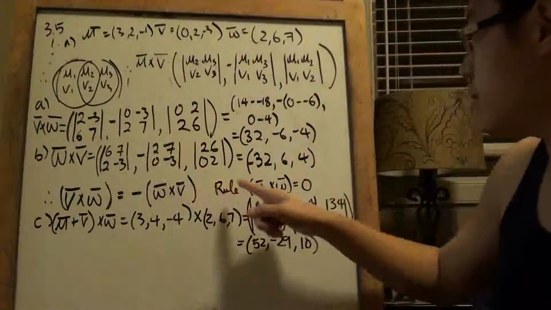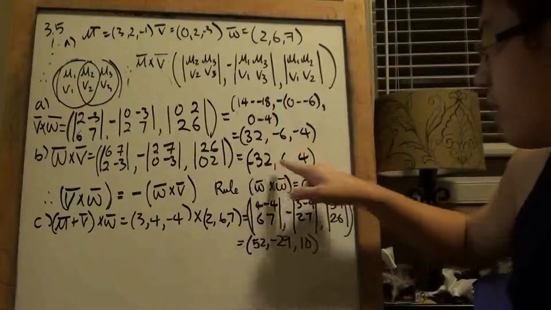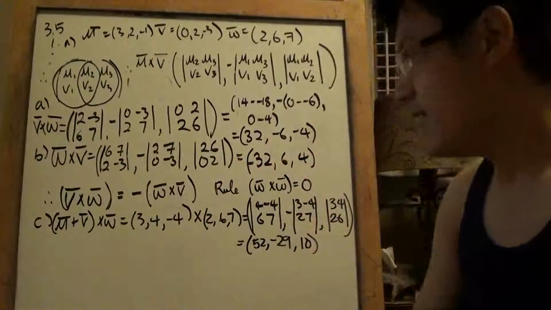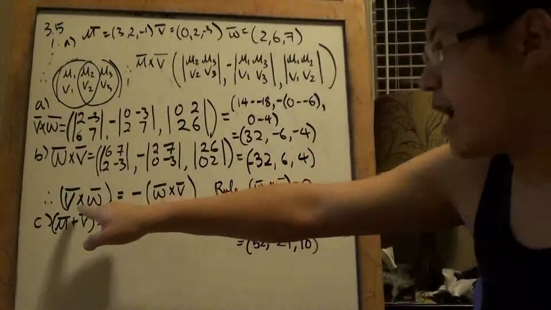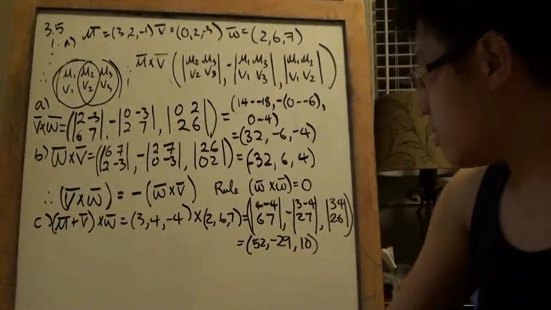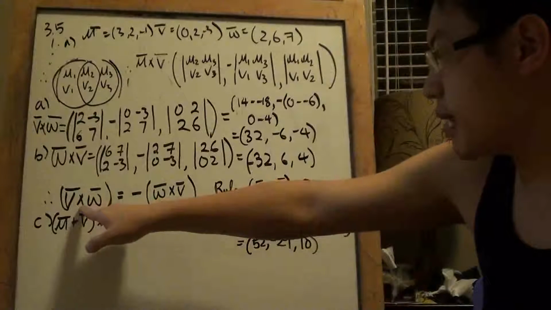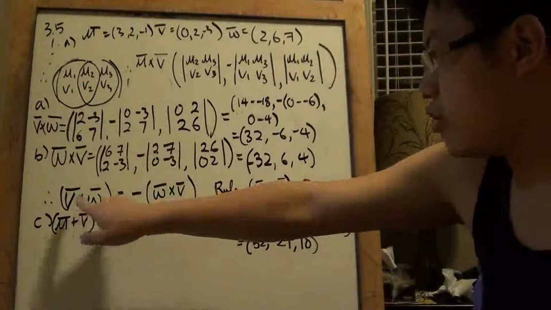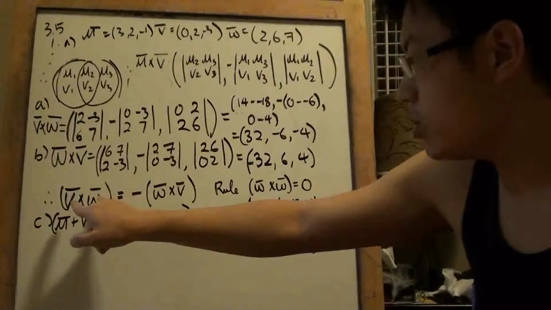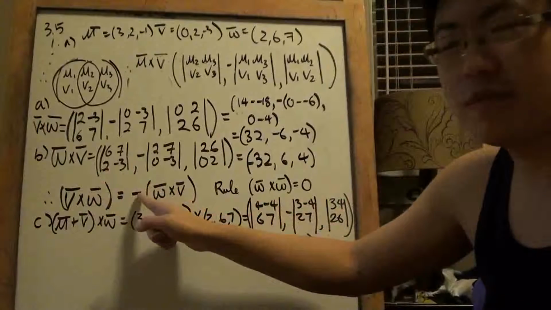Negative still stays the same. So if you do that, interesting. Same magnitude of numbers, but opposite signs. What does that tell you? It tells you that if you have some kind of a cross product, and then you just reverse the order, it's the same number except there's a negative in front.